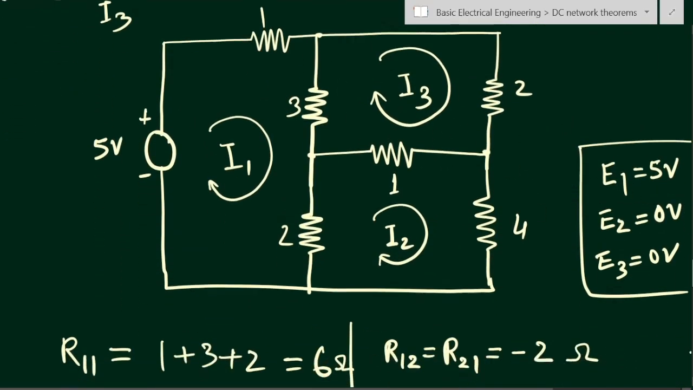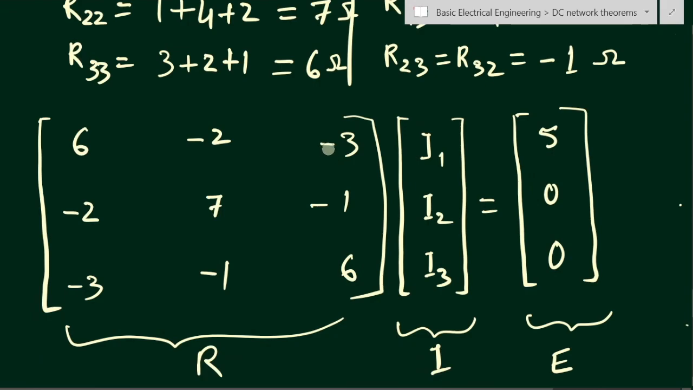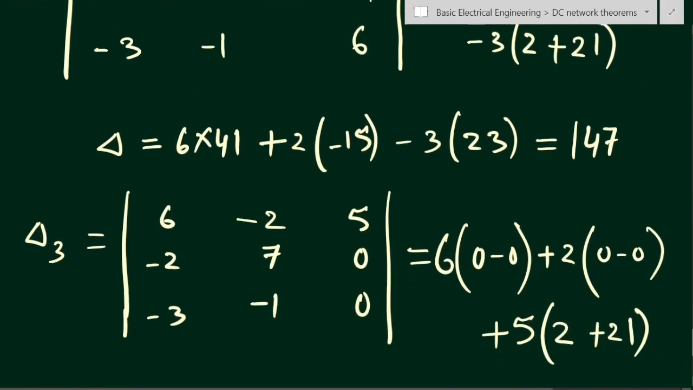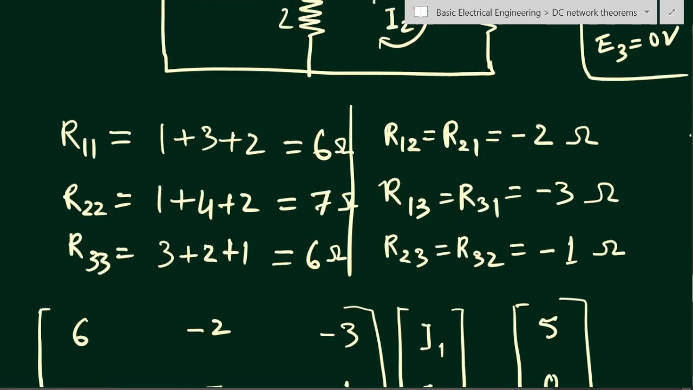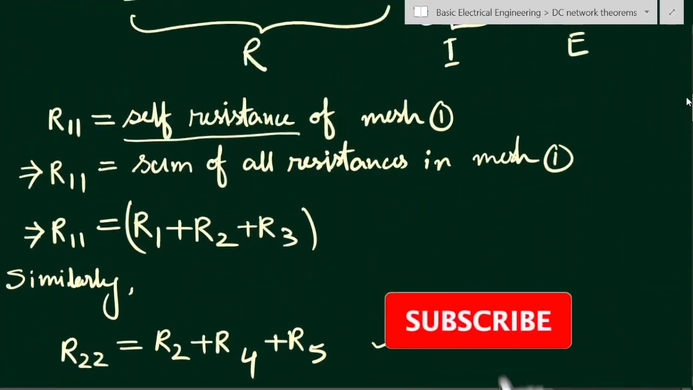So we have just formed this matrix. You need not write these values first. You can directly put in this matrix from the loops. Then from this matrix you can find out the determinant values, and then you can find out the I3 value. Whatever be the current, you can directly find out this value. Okay, so I3 value is 0.78231 ampere. In this video we have learned about the mesh analysis using matrix form.